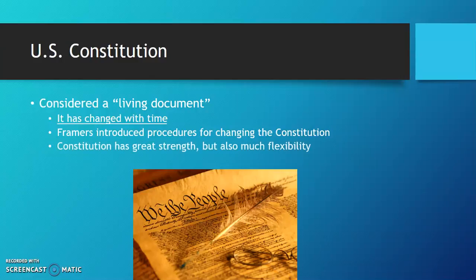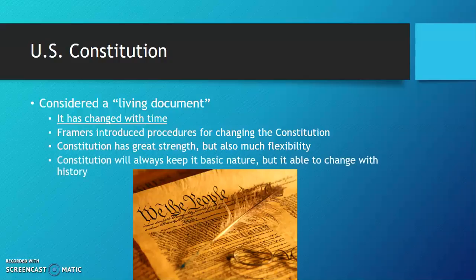So we understand that the Constitution has great strength, it has great laws, but then it does have flexibility and it can change to the times. None of the changes are going to be dramatic. With that being said, the Constitution is always going to keep its basic nature and its basic structure, but it's going to be able to change if it needs to be. Therefore, this is why it's considered a living document.